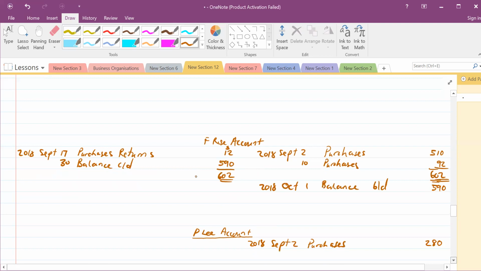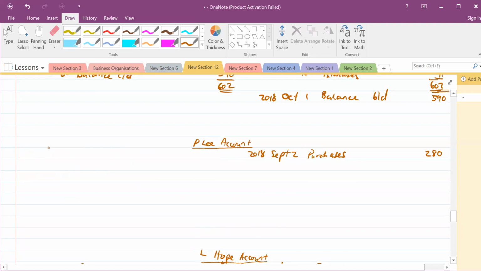On this one, PLE, we can clearly see that this side is smaller. So balance CD on the debit side, meaning that we still owe them money. Right, we have 280. 280. I'm quite sure that's easy to figure out. And that 280 is our balance BD as well, coming from the previous period, brought down.